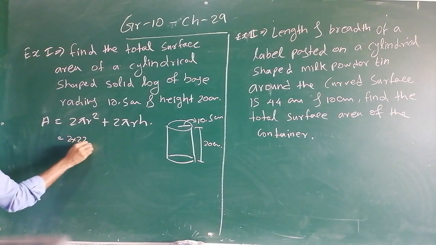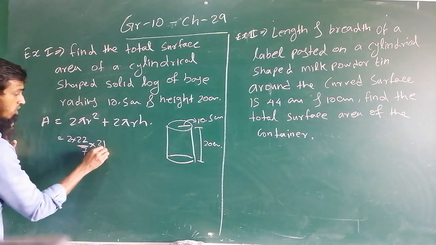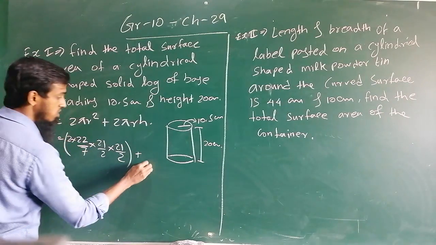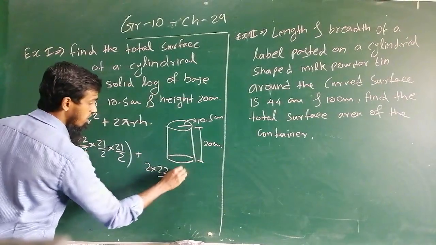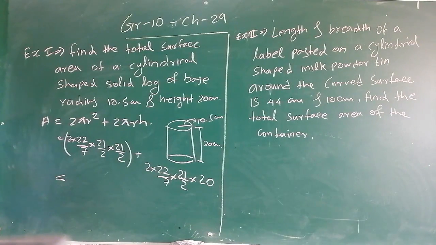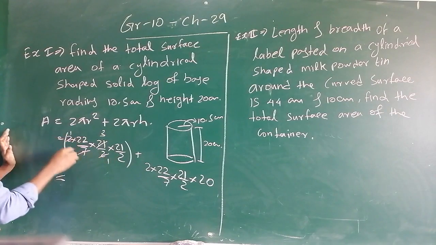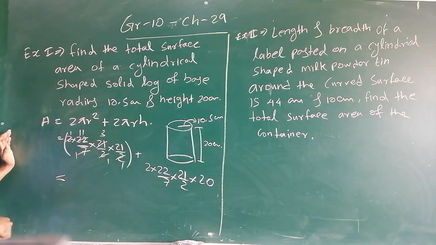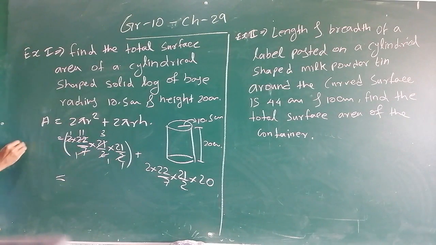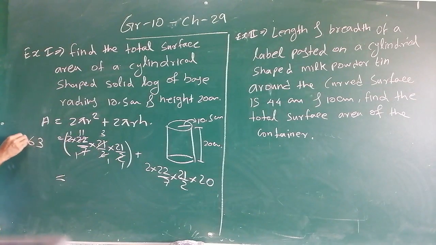So 2 into 22 over 7, 10.5 we all know, that is 21 over 2, into 21 over 2. Plus 2 pi rh: 2 into 22 over 7, 21 over 2, into h which is 20. Now the simplification: 7 times 1, 7 times 3, 2 times 1, 2 times 1, 2 times 1, 2 times 11. So 3 into 21, that is 63, into 11.